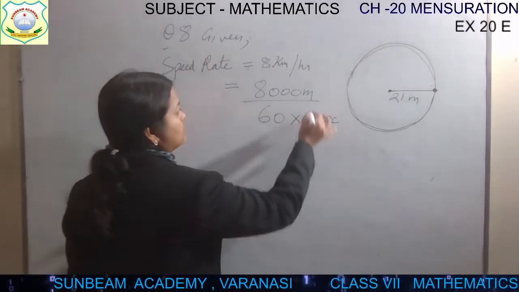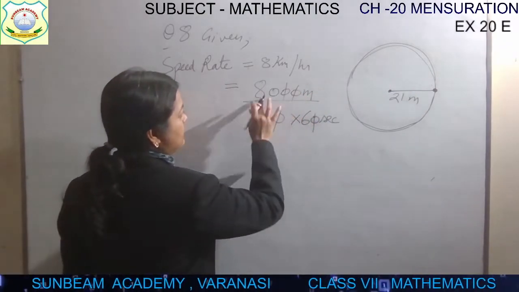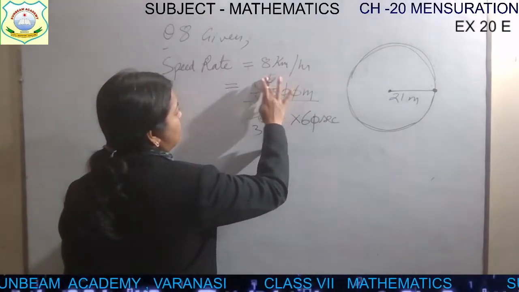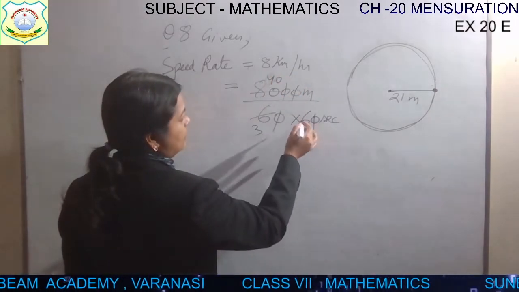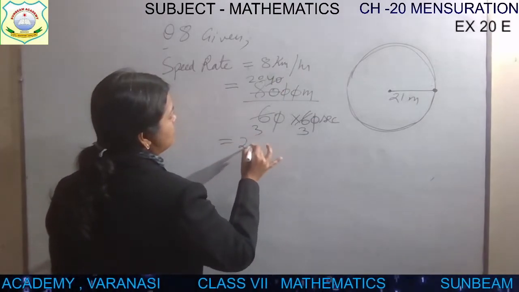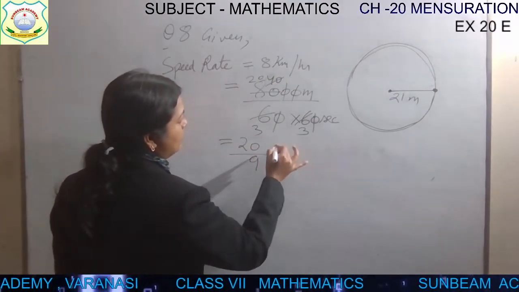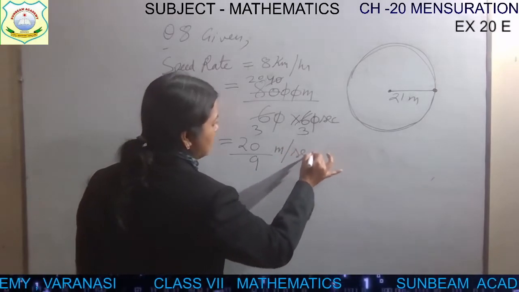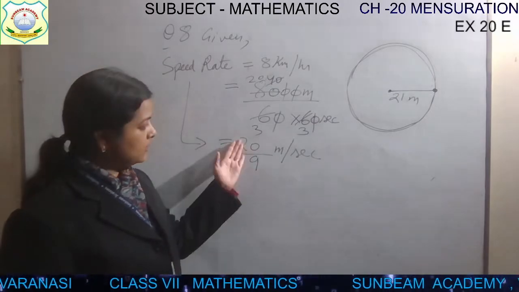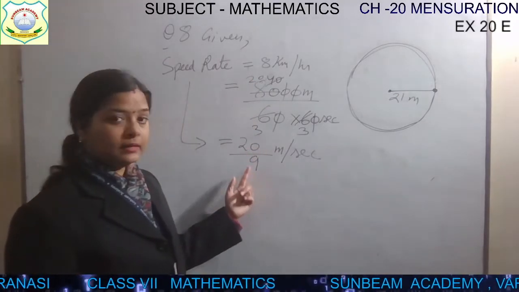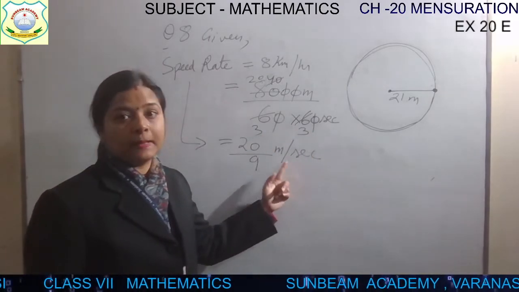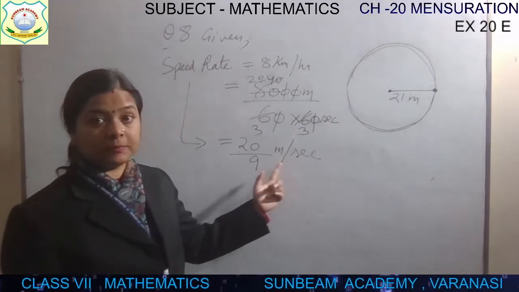So if you solve this, the zeros will cancel out. 2 threes are 6 and 2 fours are 8. 40 is there. Now 2 threes are 6 and 2 twos are 4. So the value is 20 upon 9 meters per second. This is the rate now. This is the rate we will use. In the numerator 20 is left, divided by 9. 3 into 3 is 9. It is meters per second, not per minute.